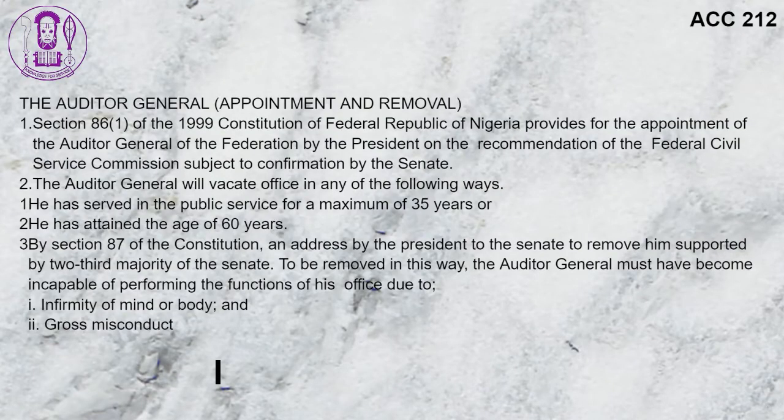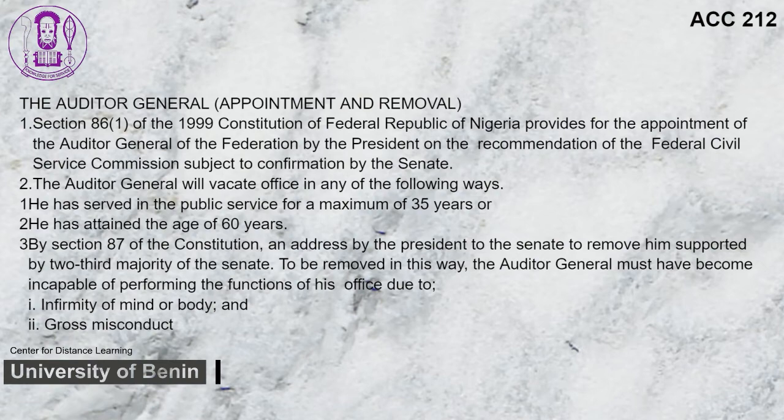The Auditor General, Appointment and Removal. 1. Section 86(1) of the 1999 Constitution of the Federal Republic of Nigeria provides for the appointment of the Auditor General of the Federation by the President on the recommendation of the Federal Civil Service Commission, subject to confirmation by the Senate. 2. The Auditor General will vacate office in any of the following ways.